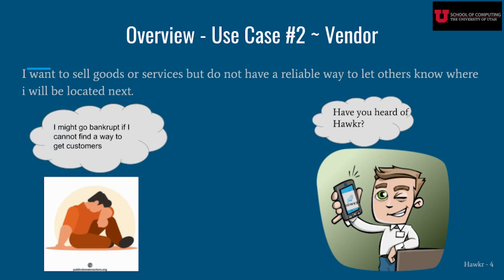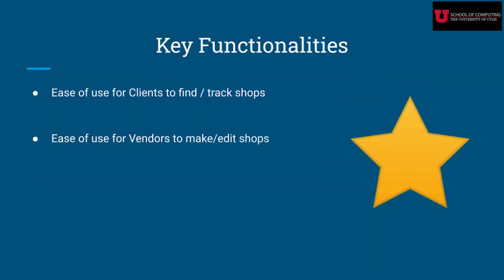And now let's dive into our second use case where you're the vendor. Let's say you want to sell goods or services, but you don't have a reliable way to let others know where you'll be located next, or you have a hard time finding people because you're so new as a vendor. And thus, that's where Hawkr comes in. With Hawkr, the key functionalities are the ease of use for clients to find and track their shops, as well as for vendors to make their shops and edit their shops.